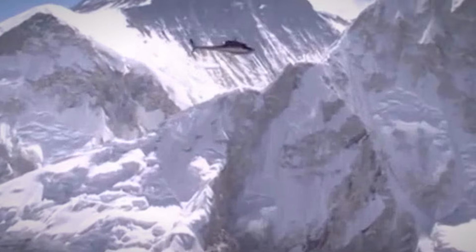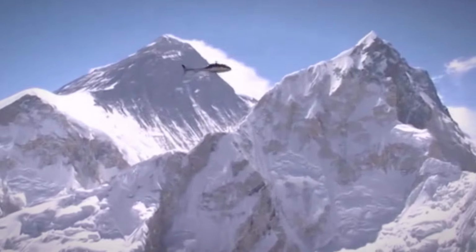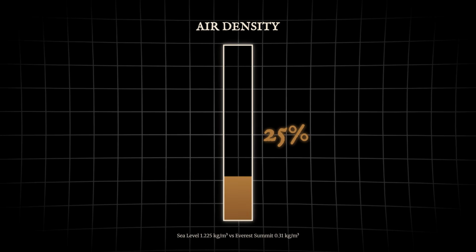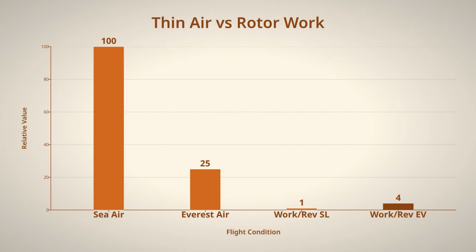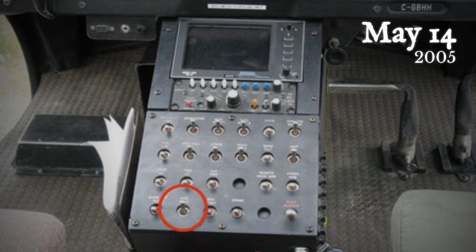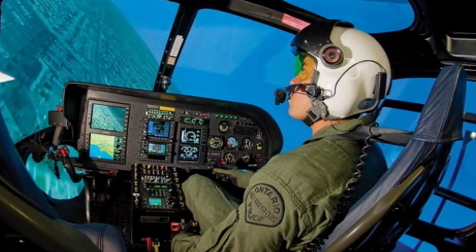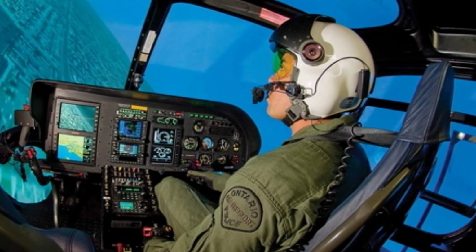At the summit of Everest, the rules of flight are rewritten. Here, air density drops to barely a quarter of what blades enjoy at sea level. Each revolution of the rotor has to do the work of 4, just to keep the machine from falling. On May 14, 2005, Herbert Kessler gripped the collective of his AS-350B3, holding it steady at 70%.